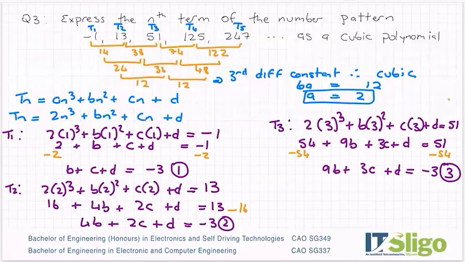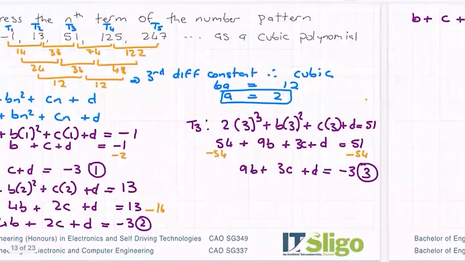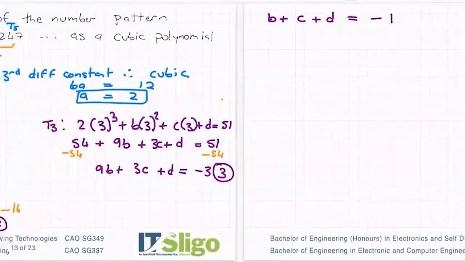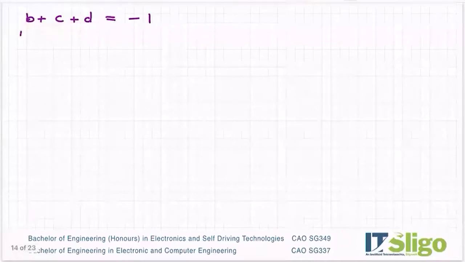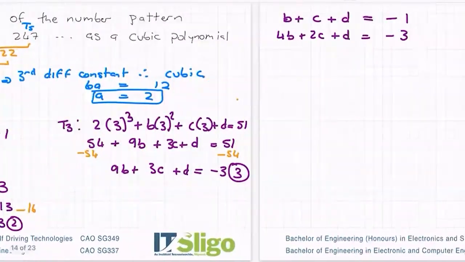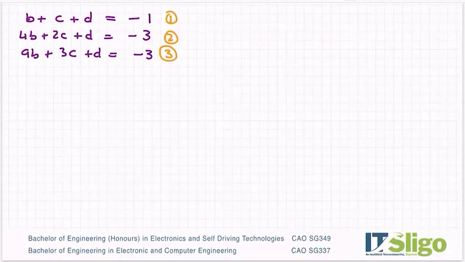Okay, so I now need to solve these. So I'm going to pop over here and write them. So b plus c plus d is equal to, I've forgotten, minus 1. That was my first equation. My second equation, 4b plus 2c plus d, was equal to minus 3. And my third one, 9b plus 3c plus d, was also equal to minus 3. Okay, and we normally label these 1, 2, and 3. And if you remember your x, y, z type simultaneous equations, you have to take pairs of these together, okay? I'm going to cancel d as my first letter, so it doesn't really matter what order I take them in.